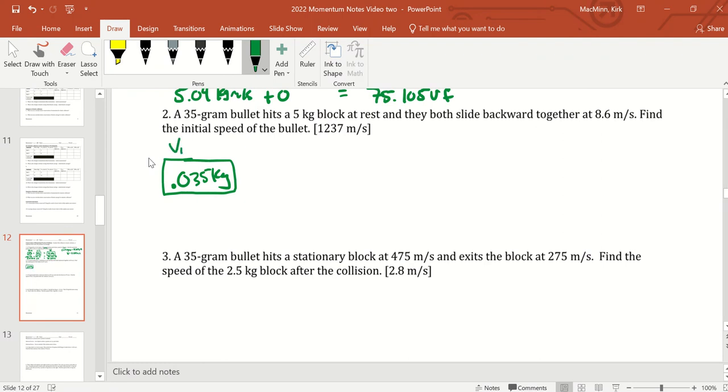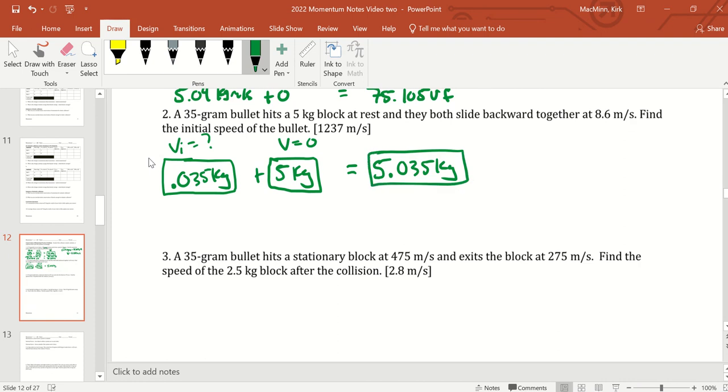Traveling at some unknown initial velocity. Plus, we have just a 5-kilogram block, which is at rest on the table. The bullet's going to be fired into this block. And then after the collision, the bullet is going to be embedded in the block and they'll be moving back together. So they'll be ending together, in which case they'll be acting as one 5.035 kilogram object.